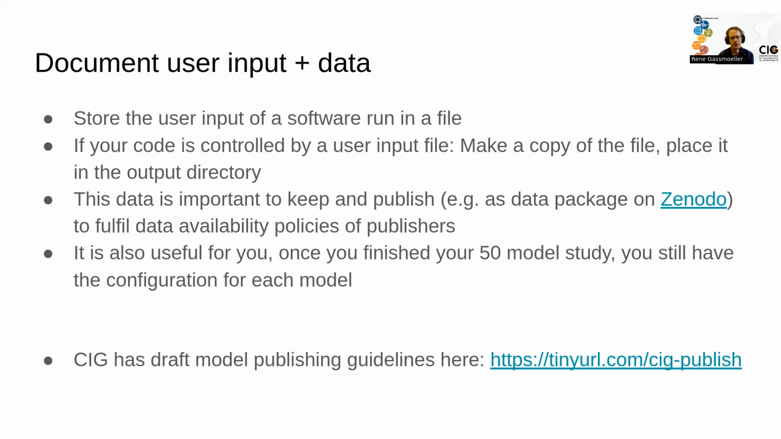To make sure to fulfill all of these data availability requirements and the reproducibility requirements that more and more journals set up at the moment, CIG has drafted model publishing guidelines. If you want to take a look, these are available under tinyurl.com/sig-publish. They also contain precise instructions for several of the CIG software packages, but it starts with a general section on what kind of data should be preserved to make your model reproducible.